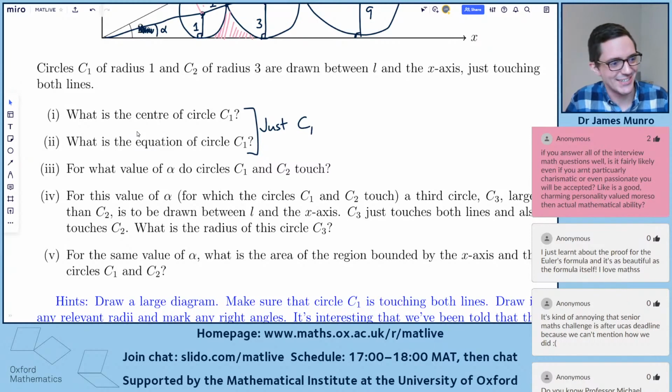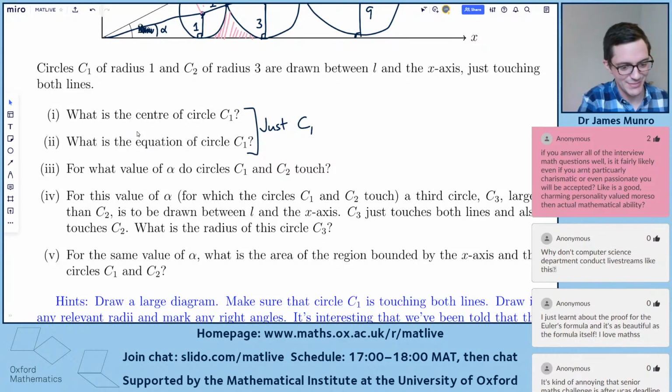And then the second half of your question is a good, charming personality valued more than maths ability? Definitely not, right? So I really want to stress that even if you're not charismatic or visibly interested in mathematics, if you're good at mathematics, that's much more interesting. Much better.